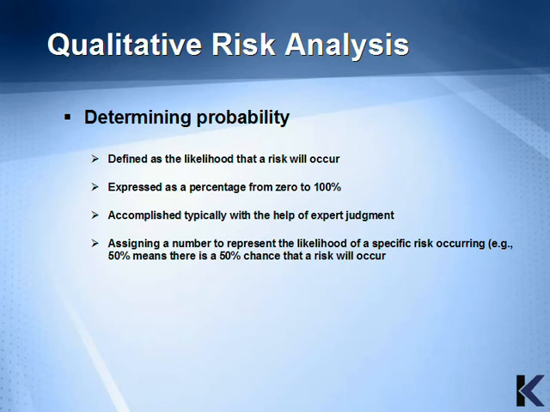Probability is defined as the likelihood that a risk will occur. It's expressed as a percentage from 0 to 100%, and it's accomplished typically with the help of expert judgment. Typically, the project manager will assign a number to represent the likelihood of a specific risk occurring. For example, 50% means that there's a 50% chance that a risk will occur.